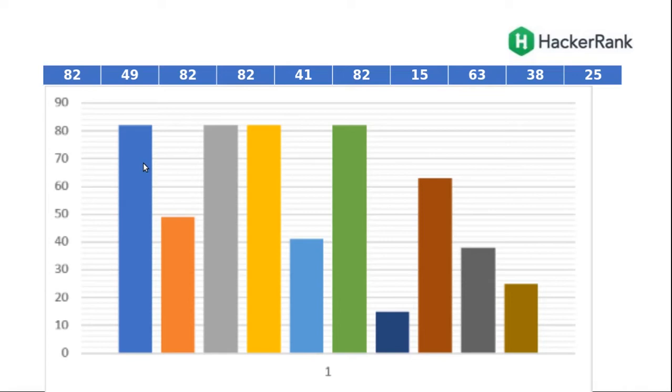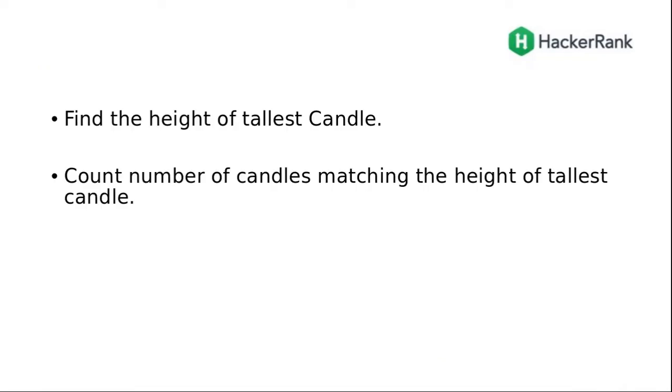Now, what is it that we need to do? We need to first find out the tallest candle's height. That's the first task. The second task is to count how many candles are of the height which is matching the tallest candle. So these are the 2 things we need to do. First, find out the height of the tallest candle, and next, count the number of candles matching the height of the tallest candle.